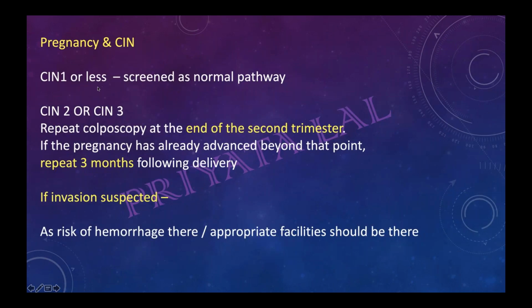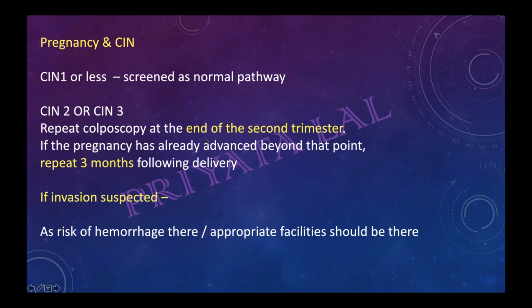Okay, so this part again is the same. If it is CIN1, this patient will be on the normal pathway, and any screening can be done after the delivery. But if it is CIN2 and 3, in that situation you have to do colposcopy. You can do it in that situation. Follow-up you can do at the end of the second trimester.